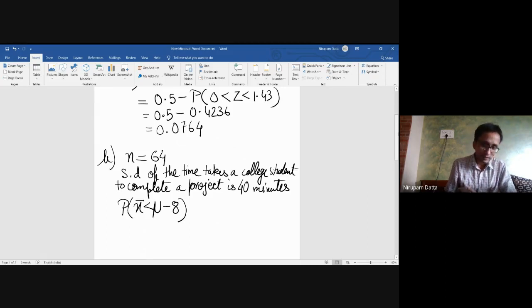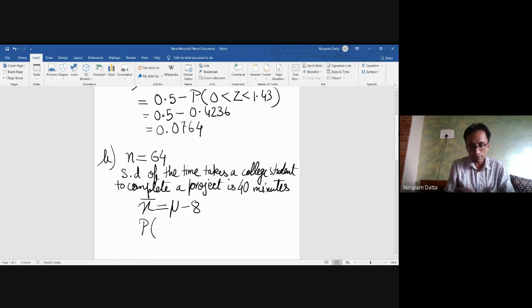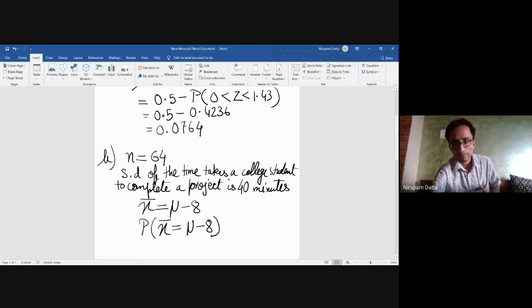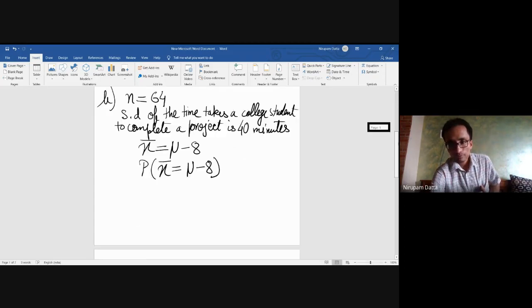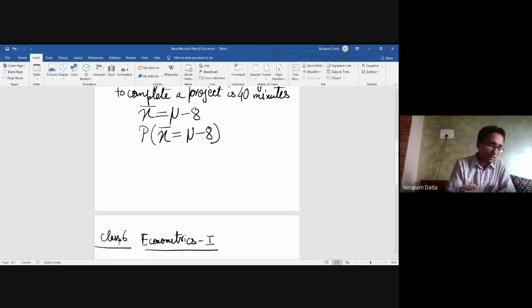So now we have to find the sample mean. They are saying that the sample mean has to be equal to the population mean minus 8, that is x bar equal to mu minus 8. So we have to find this: the sample mean is 8 minutes less than the population mean.